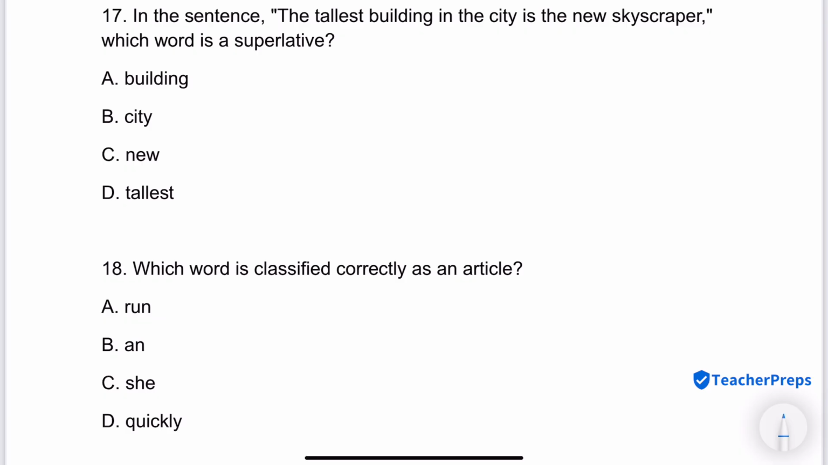You're doing great. Thanks so much for sticking around, and I hope you're finding this helpful. Let's go on to question number 17. In the sentence, the tallest building in the city is the new skyscraper, which word is a superlative?